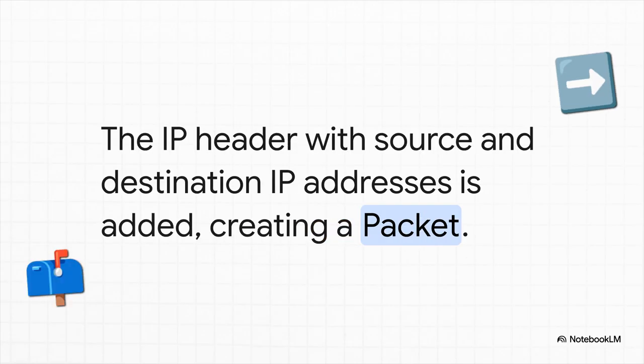Okay. Next up, that segment gets passed down to the internet layer. And what happens? It gets another header added to the front, the IP header. If the port number was the apartment number, the IP address is the building's main street address. It's the global address that tells the internet which computer to send this to, anywhere in the world. Now we call it a packet.